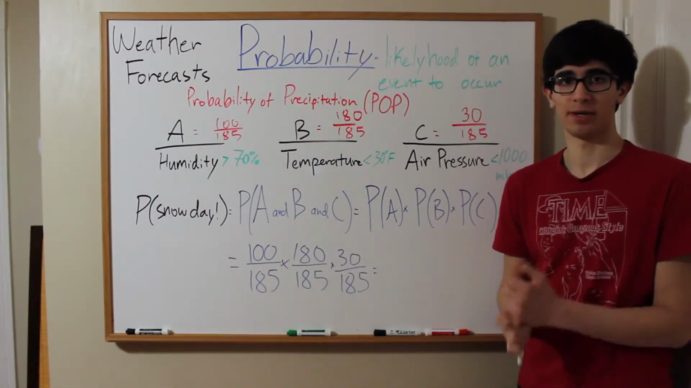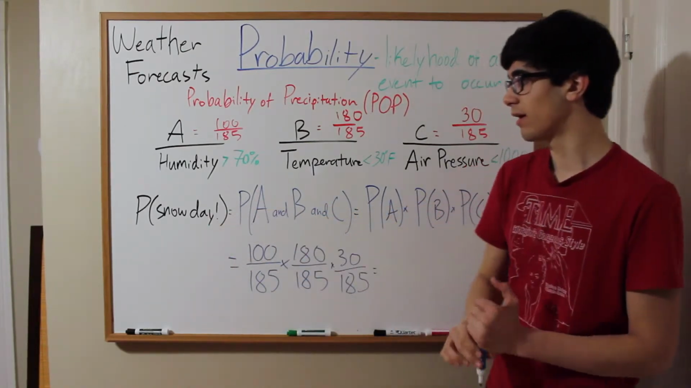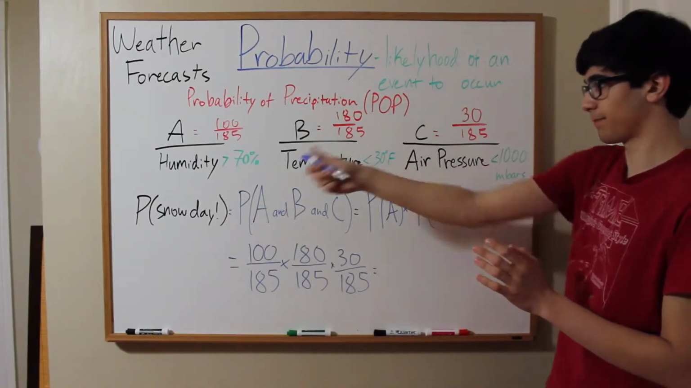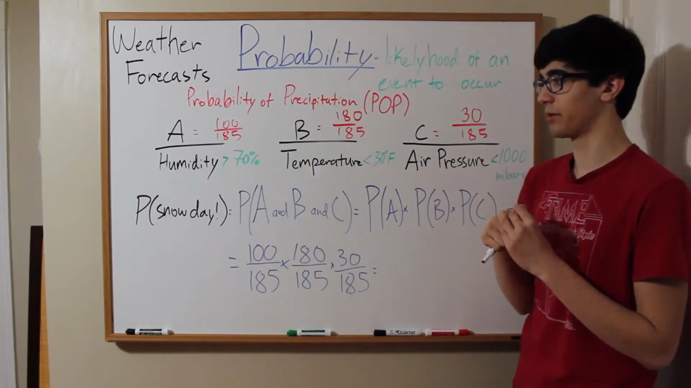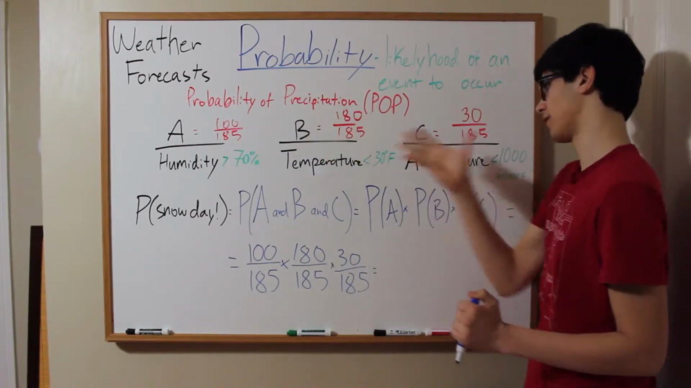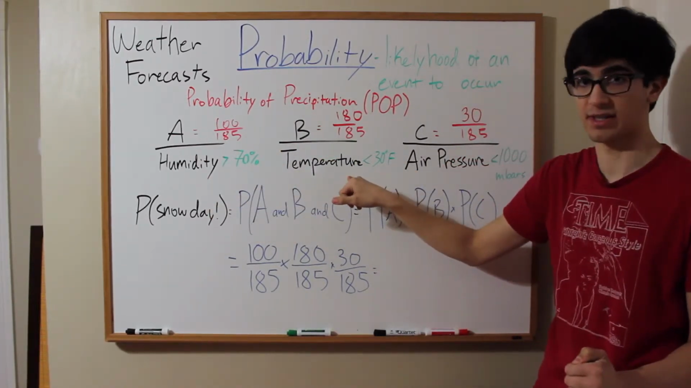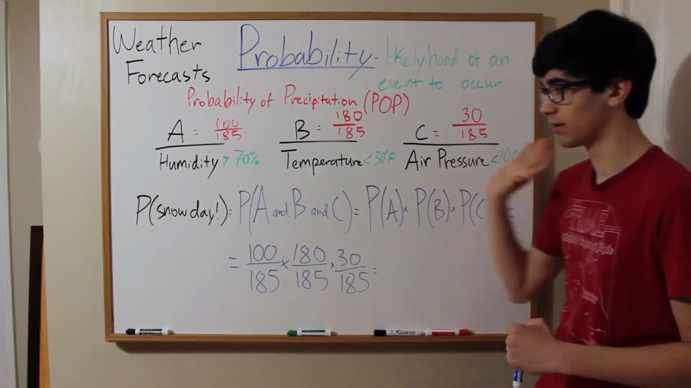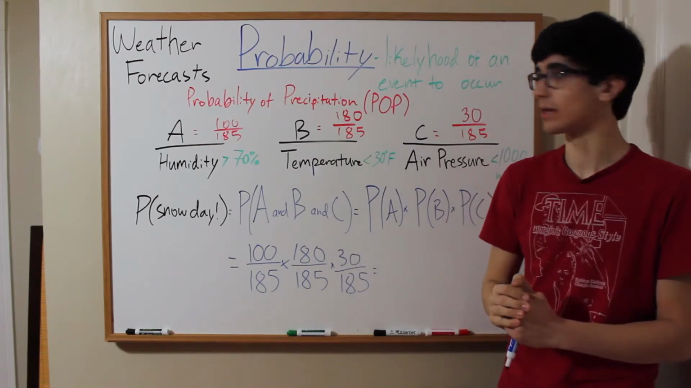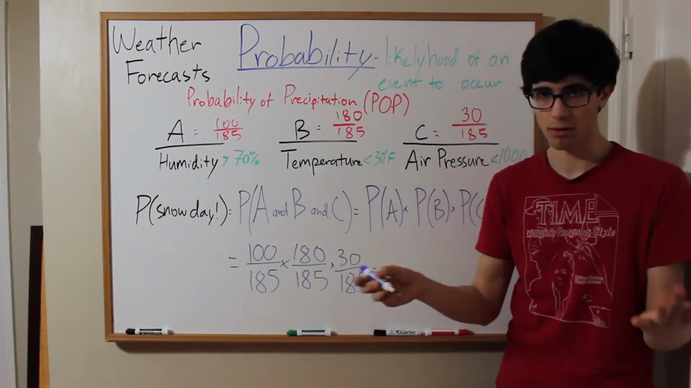In order to calculate the probability of a snow day, we have to recognize that we're using these three events. In this example, we're simplifying the probability of a snow day to be when all three things occur: when the humidity is greater than 70%, when the temperature is less than 30 degrees Fahrenheit, and when the air pressure is less than 1,000 millibars, snow day. That's guaranteed.